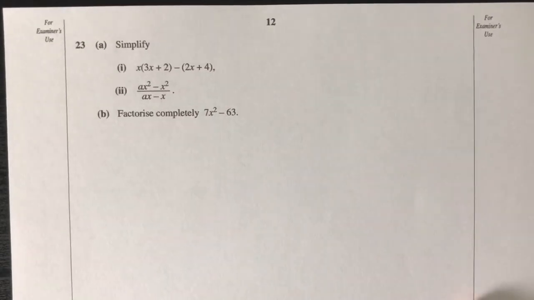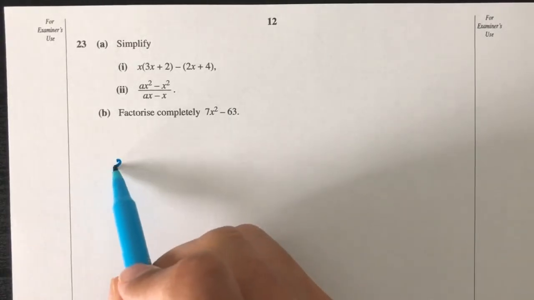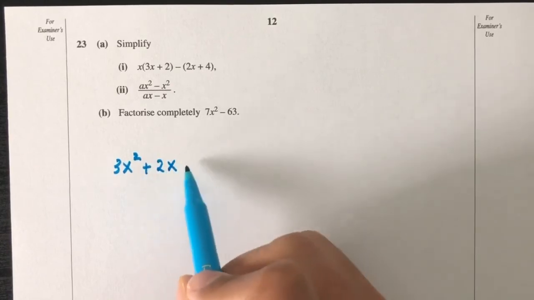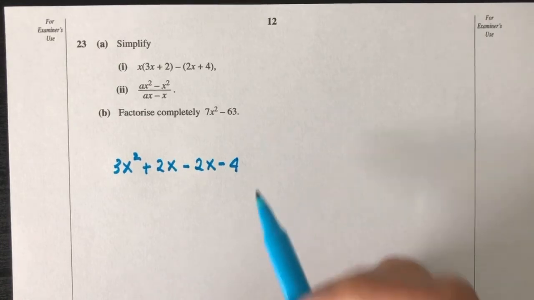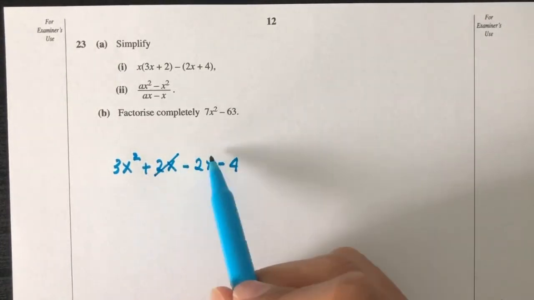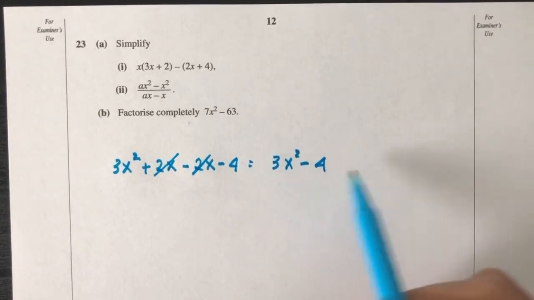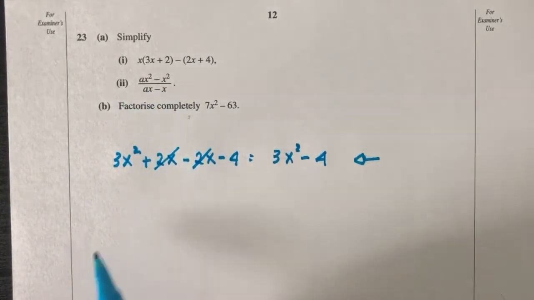Now question number 23, we have part A. Simplify this one. So first you have to expand the brackets. So we have 3x squared plus 2x minus 4. So let's see what we get. So this one cancels out. It becomes 3x squared minus 4. That's part 1.